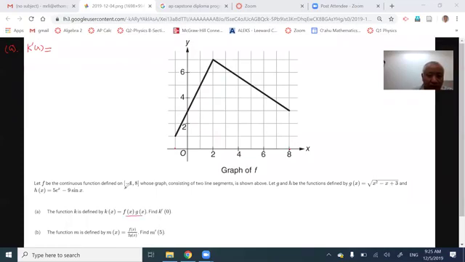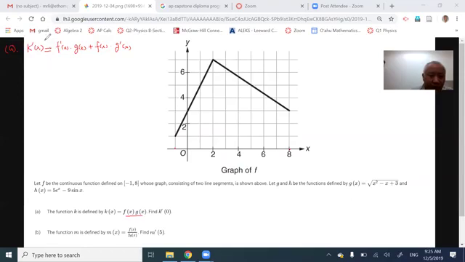We're going to use the product rule, right? When we do the product rule, you have f'(x) times g(x), and then plus f(x) times g'(x). So that's the derivative of k.